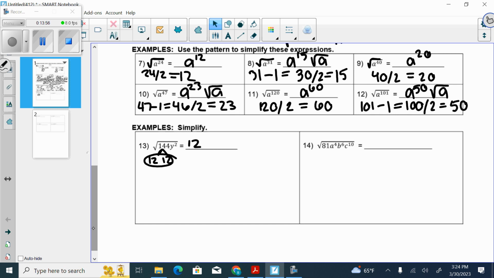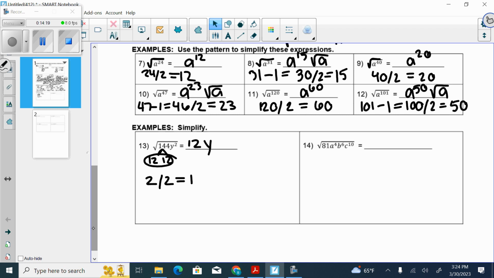Okay. For my variable, is my exponent even or odd? Even. So what do I do if it's even? What is 2 divided by 2? 1. So I get to bring out 1y. Remember, if my exponent's 1, I don't have to write it, right?